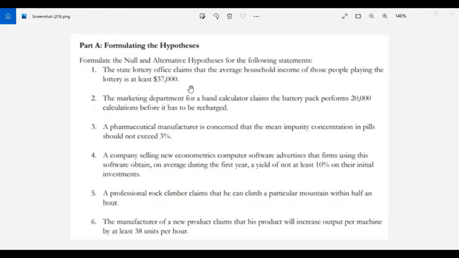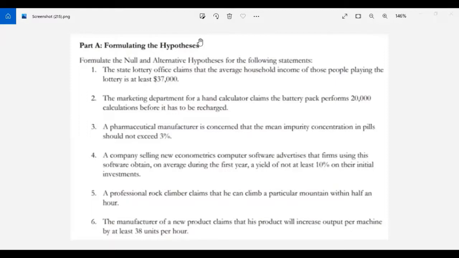A pharmaceutical manufacturer is concerned that the mean impurity concentration in pills should not exceed 3%. Should not exceed 3%. So if you are saying should not exceed, which sign are you thinking of? You use the less than or equal to sign. Less than or equal to, good.